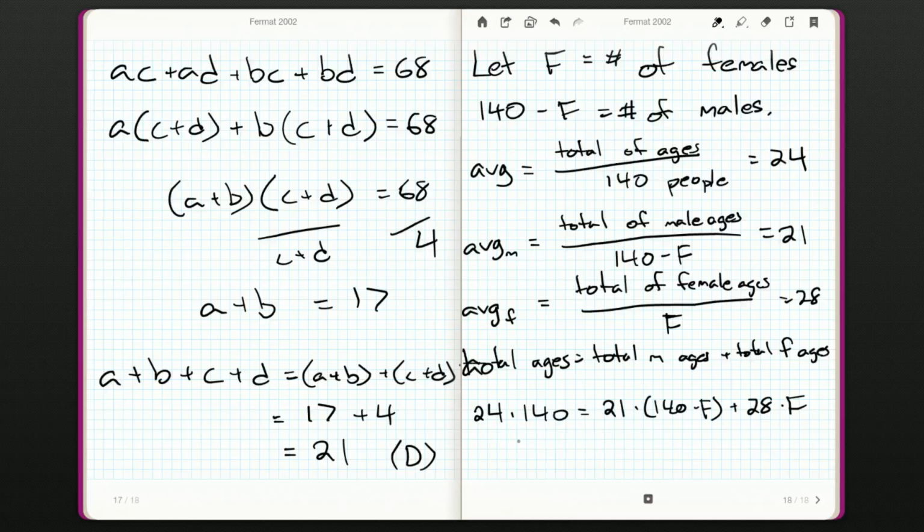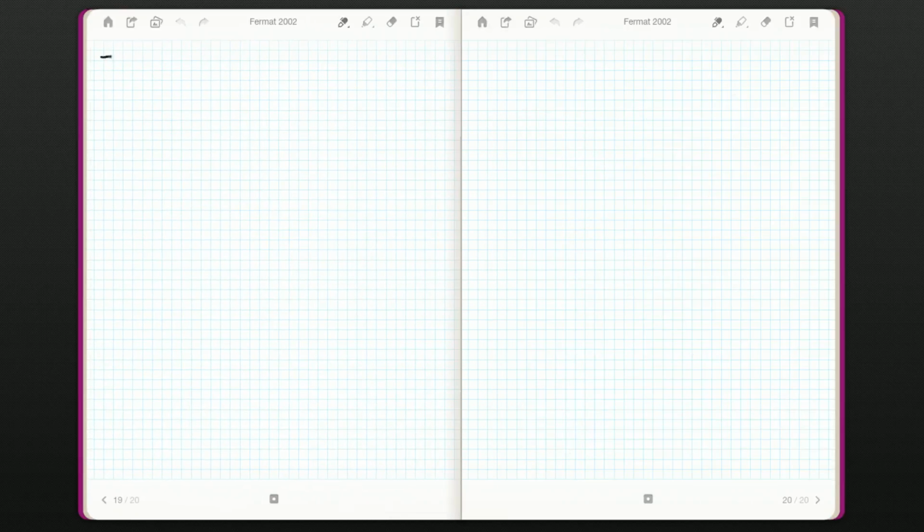Okay, so we can grab our calculator and start working some of this out. 24 times 140, that's going to be 3,360. 21 times 140 minus F, that's going to be 2,940 minus 21F. And then we add on 28F for a total of adding on 7F. So the difference here is going to be 7F. Well, let's just rearrange that equation a little bit. And we should get an integer number of females. That's going to be one of our tips that we're doing it right.